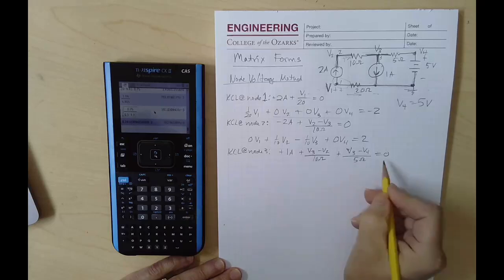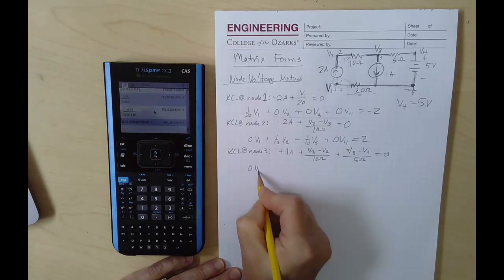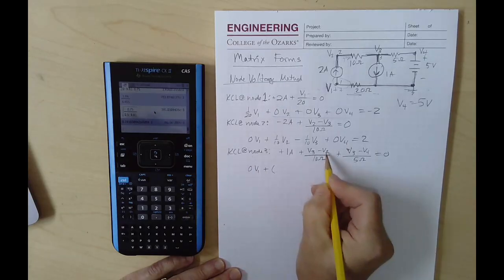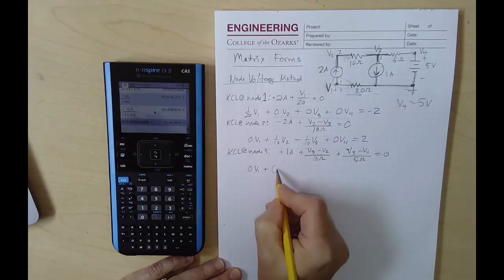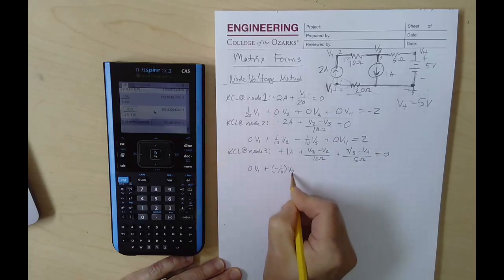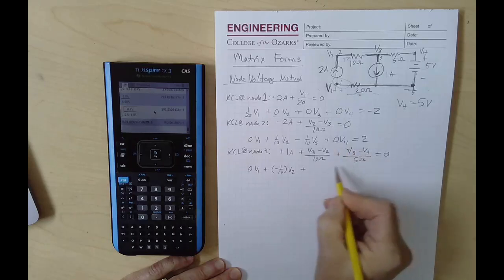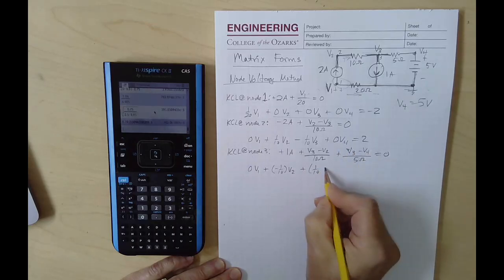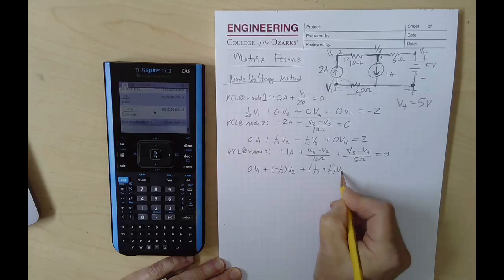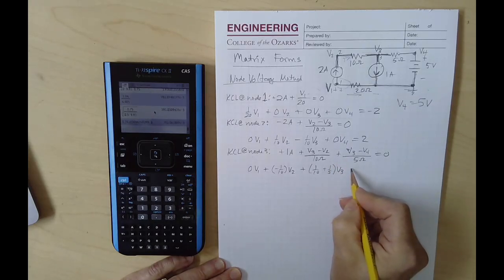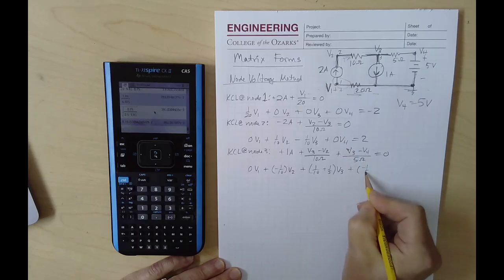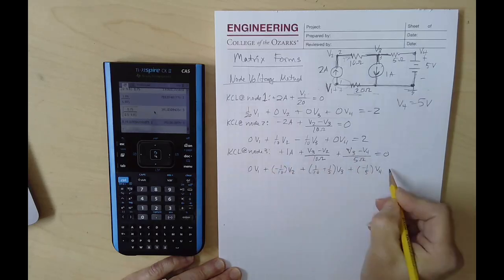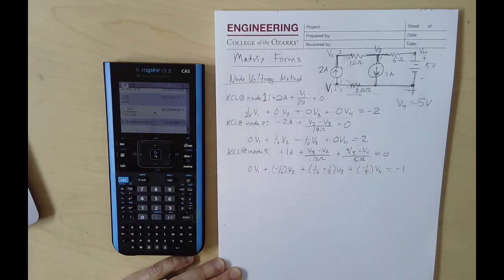All right, so writing this in the standardized form, again, we have no V1, so 0 V1, plus the coefficient of V2, which is just negative 1/10. For V3, we've got 2 things: 1/10 and 1/5, multiplying V3. And then V4 is just negative 1/5, and then the 1 amp goes to the other side and becomes negative. So again, negative 1 for the constant term.